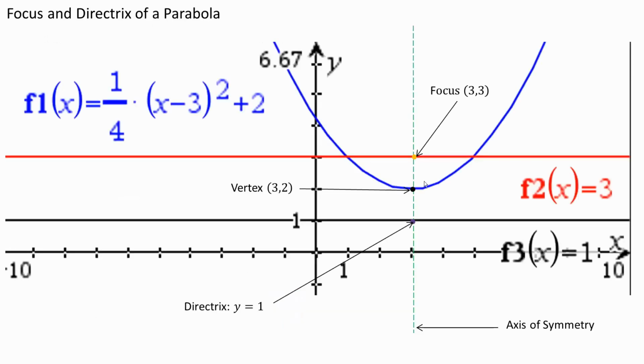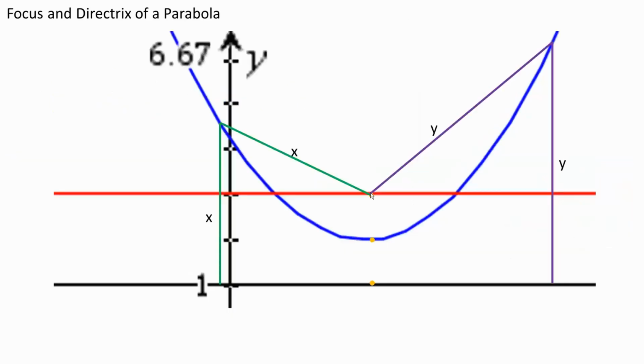And now let's actually visualize it. So the focus is (3, 3). The vertex is (3, 2). And then the directrix is a line, and it's going to be 1 less. So this is 2, this is 3, this is going to be 1. So the line is going to be y is equal to 1. And then this right here is the axis of symmetry, the vertical axis of symmetry.